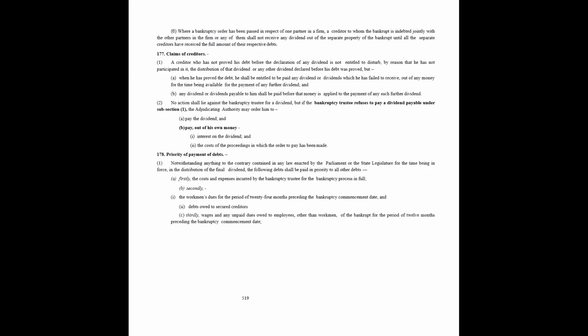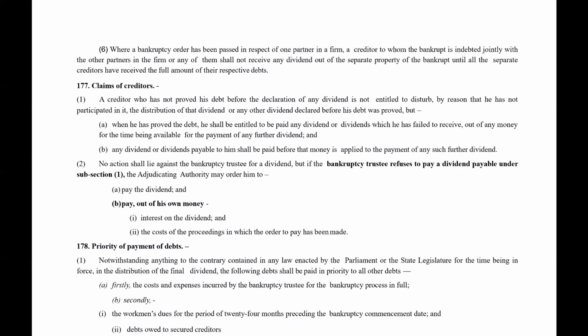ठीक है. ये where a bankruptcy order has been passed in respect of one partner in a firm, a creditor to whom the bankrupt is indebted jointly with the other partners in the firm, or any of them, shall not receive any dividend out of the separate property of the bankrupt until all the separate creditors have received the full amount of their respective debts. क्या मतलब है इसका. वो कह रहा है कि where a bankruptcy order has been passed in respect of one partner in a firm.